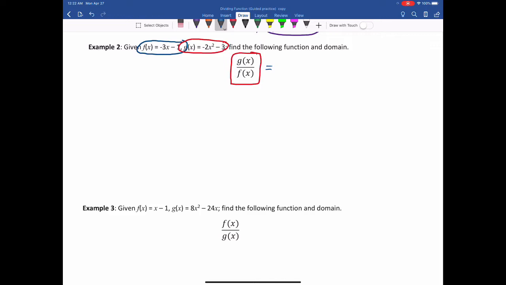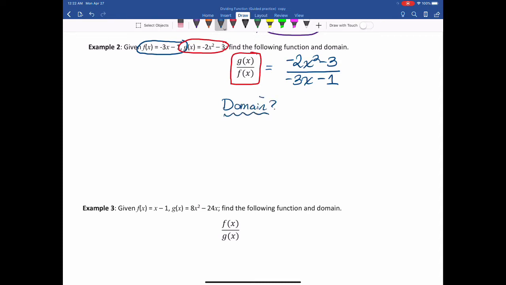We're going to put our g function on top, so -2x squared minus 3. And we're going to put our f function at the bottom. In terms of just setting it up as a function, we're done. All right, but we're not finished with it, because we need to figure out the domain. What is the domain going to be?